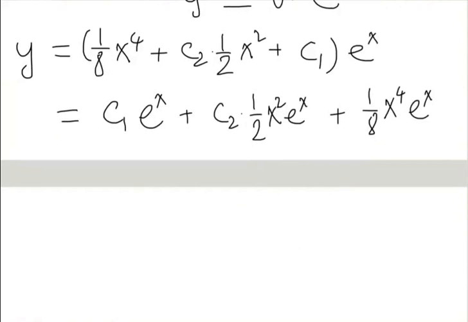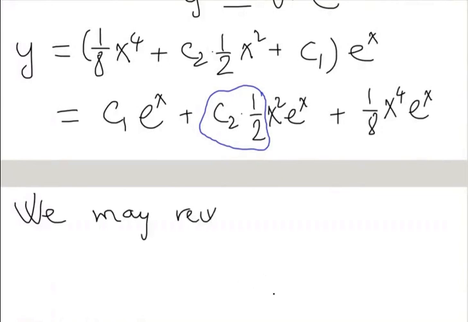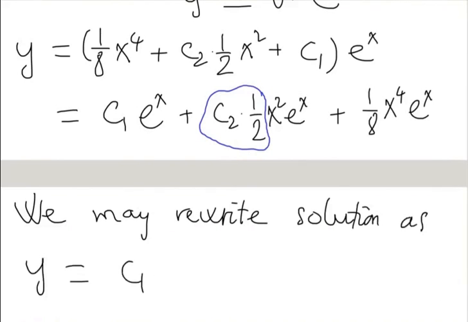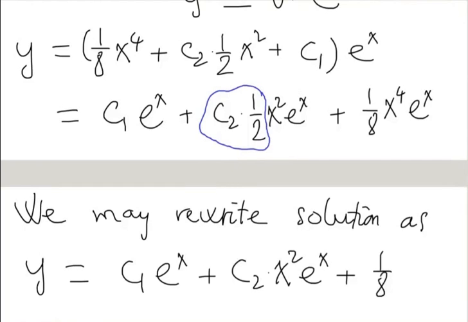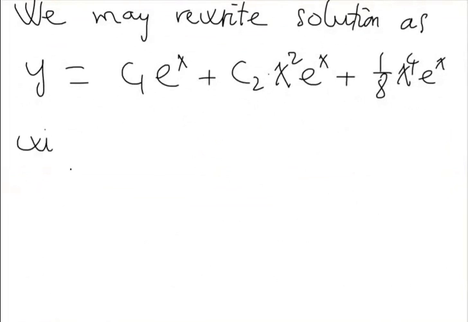Now sometimes we may combine C2 and 1/2, C2 times 1/2, into a new constant. Then we may rewrite the solution as y equal to C1 e to the x plus C2 x squared e to the x plus 1/8 x to the 4 e to the x, with a different constant C2.